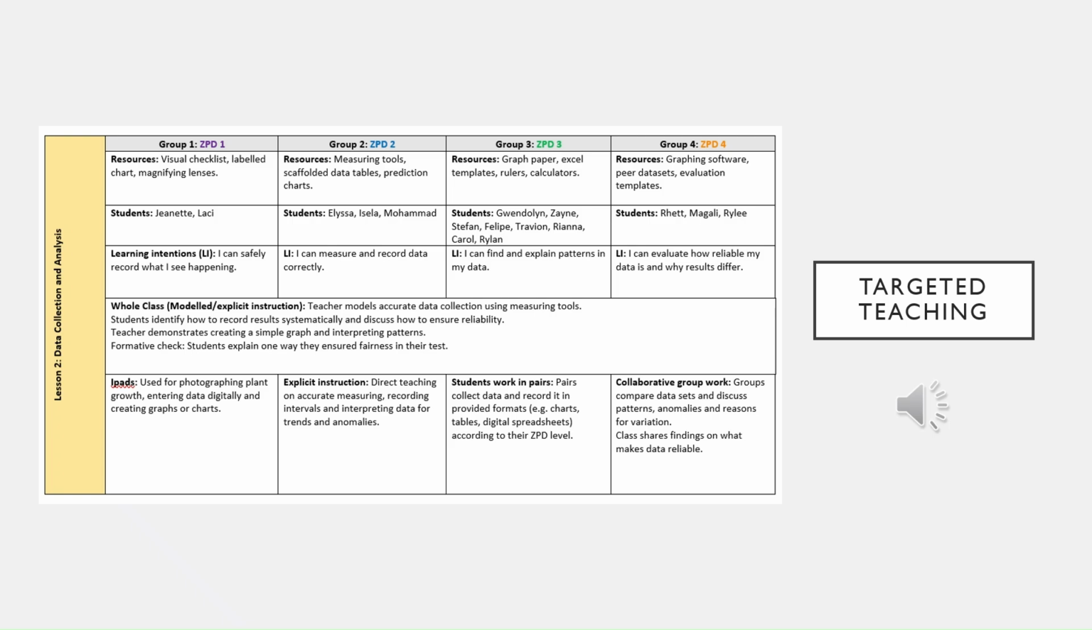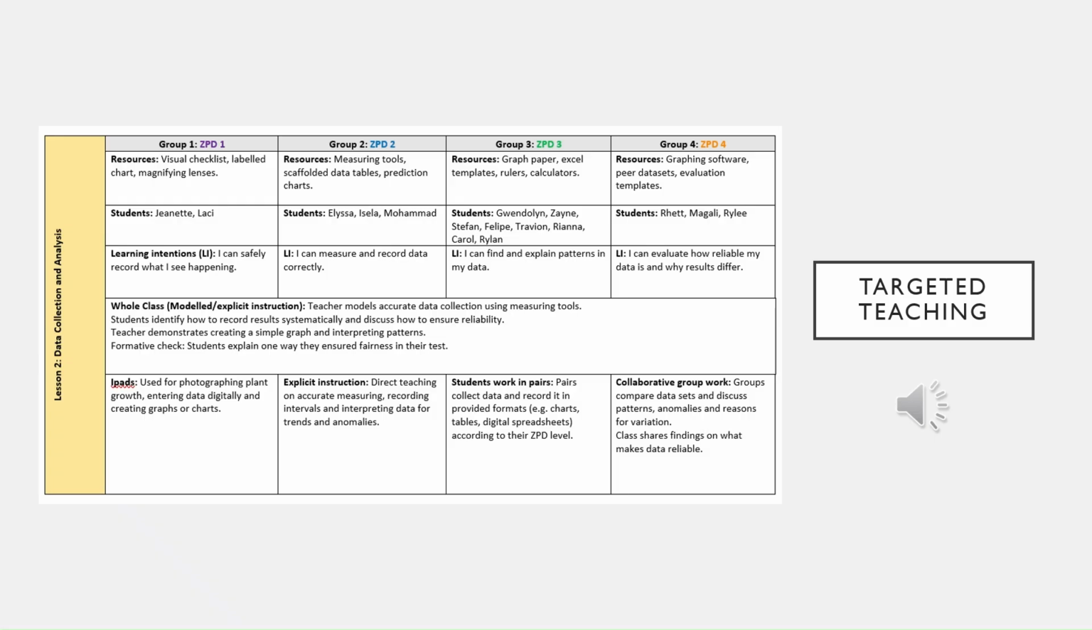I'll provide him with a digital Excel template for data entry, which reduces the need for verbal interaction while still allowing him to engage with complex analysis. Throughout this lesson, students work in pairs to collect and record data collaboratively, promoting accountability and peer mentoring. They then engage in group discussions to compare datasets and analyse reasons for variation. This interaction enhances scientific reasoning and communication skills while reinforcing fairness and reliability in testing.